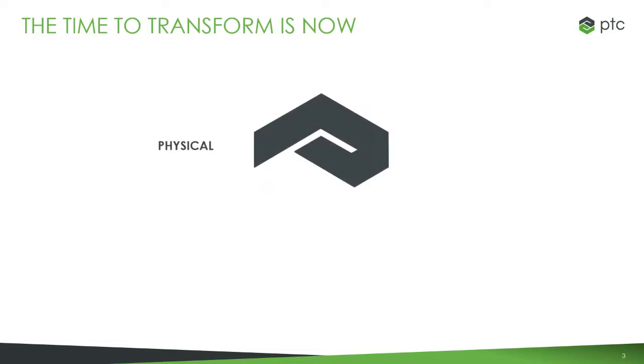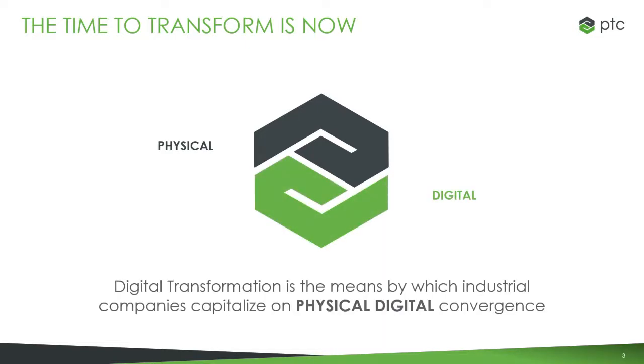PTC leaders were able to foresee the requirement of digital transformation way ahead, and we invested in digital technologies like IoT long back in 2013. So for the last 7 years we have been working on those, and now our logo is also for physical and digital. P stands for physical and D for digital. So this is our logo for physical and digital conversions.